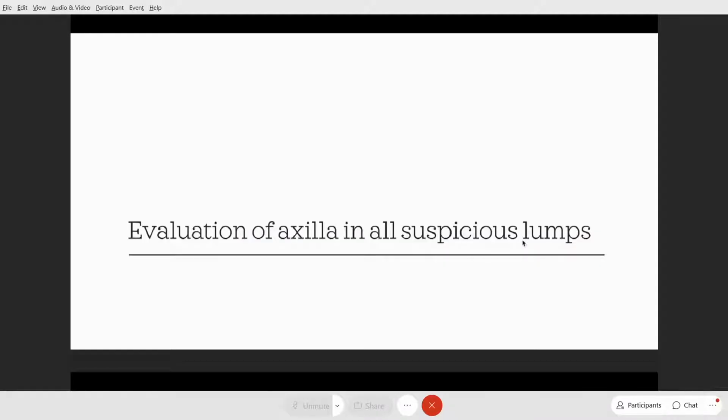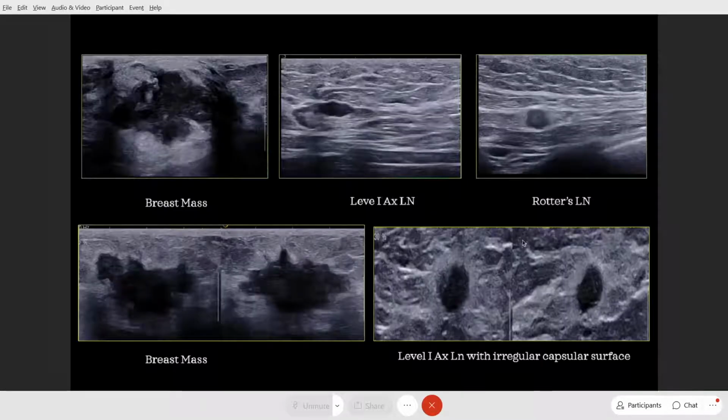The basic role of ultrasound is never complete if we don't talk about the evaluation of the axilla. So, whenever you have a suspicious breast mass, always extend your probe to evaluate the axilla. This is a breast mass, and the left level 1 axillary lymph node, which will definitely not be palpable, just shows a focal area of cortical thickening. And this is the interpectoral or the Rotter's node, which comes under level 2.